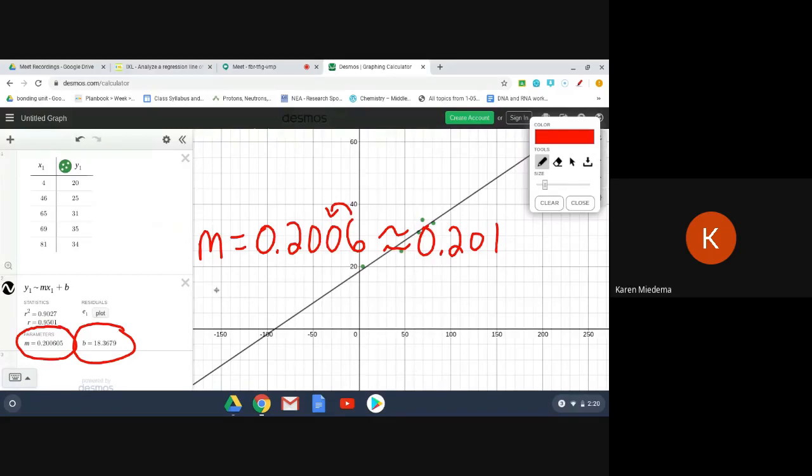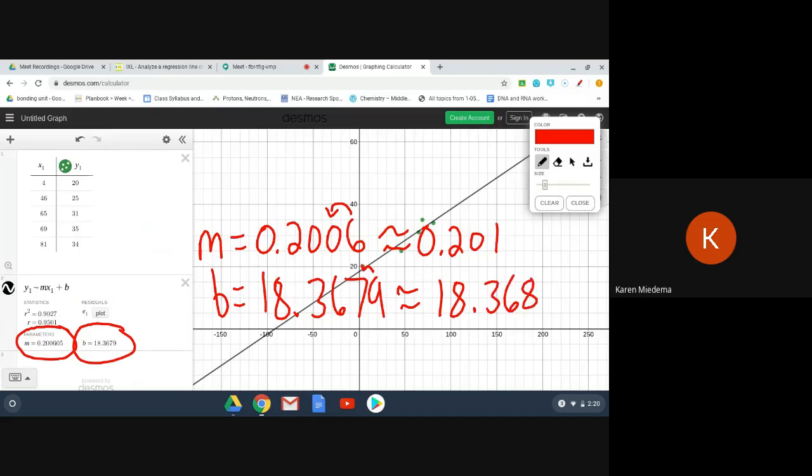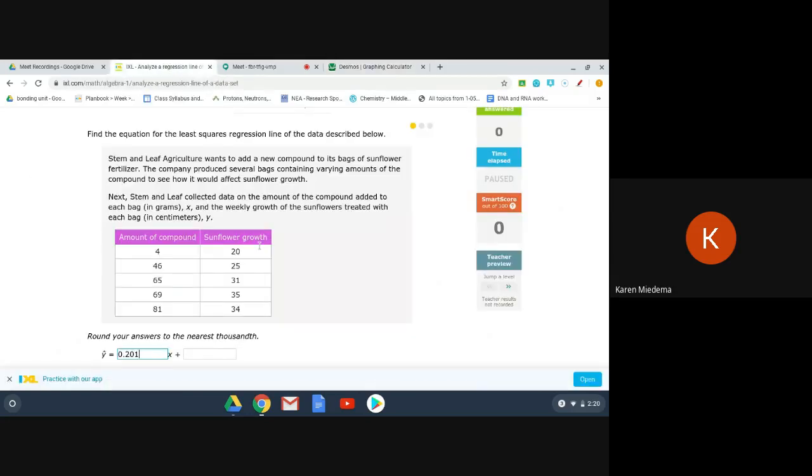Okay, the y-intercept is b. And that's this number here, 18.3679, which again, rounded to the nearest thousandth, is 18.368. The 9 tells the 7 to go up to an 8. So 18.368.